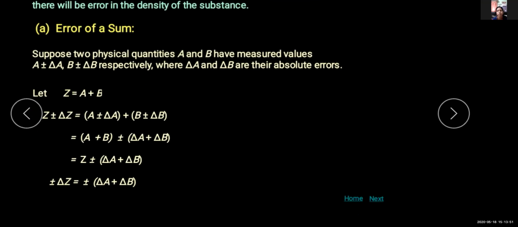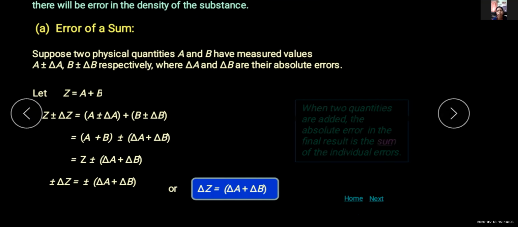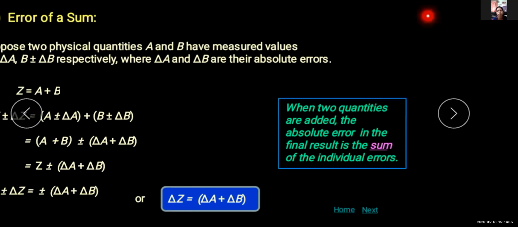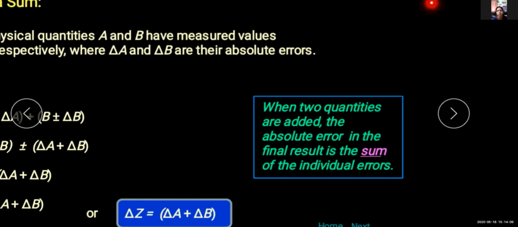So from our equation, Z and Z cancel. So we can write delta Z equal to plus minus delta A plus delta B, or we can write delta Z equal to delta A plus delta B. So when two quantities are added, the absolute error in the final result is the sum of individual errors. I hope this is clear to you.